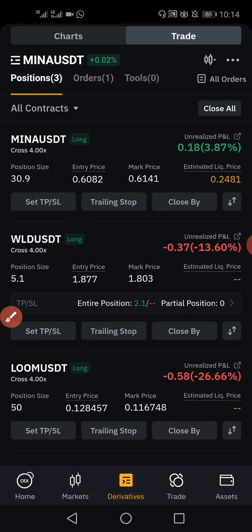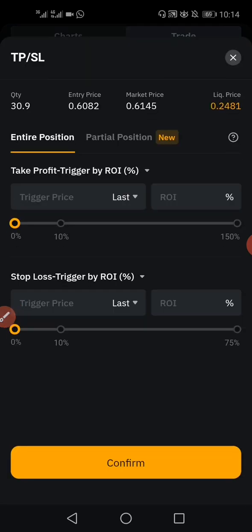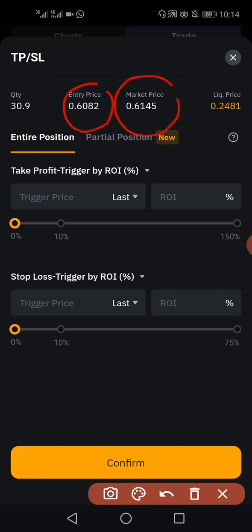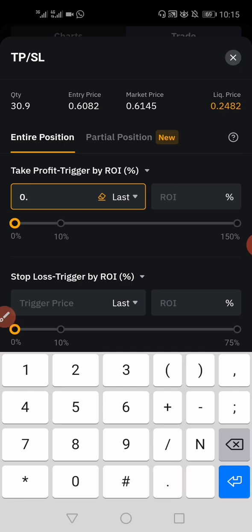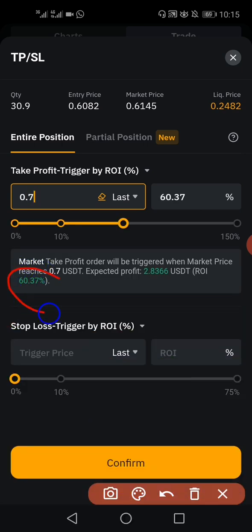So for example, in this Mina trade, if I click on set take profit, you can see the price I entered this trade is 0.6082. Now it's 0.61. That means it makes me profit. Now I can decide to set take profit, let's say at 0.7. I believe the price will hit 0.7. So I'll be making 60% of my money, which is almost $3 when the price hits 0.7. That's just because the capital is small. So imagine I'm using $100 for this trade, and the price hits 0.7 eventually. I'll be making about 60 something dollars from $100. You can see, that's what makes futures trading profitable.